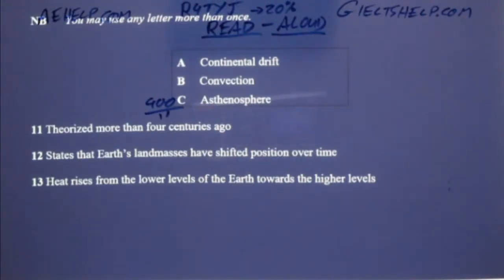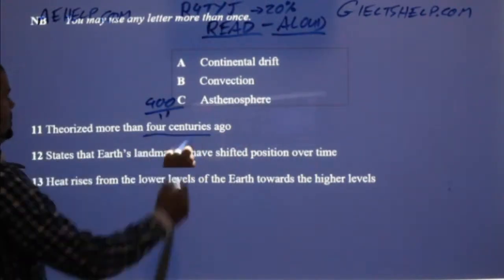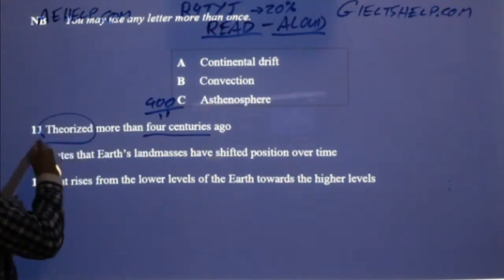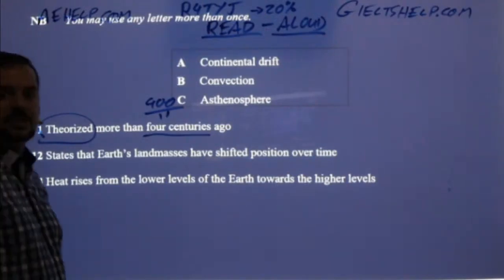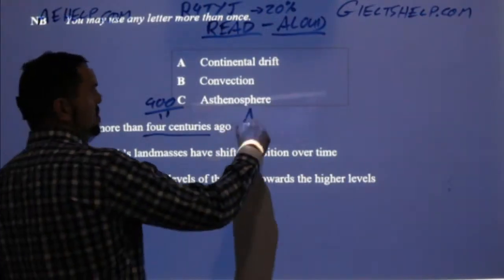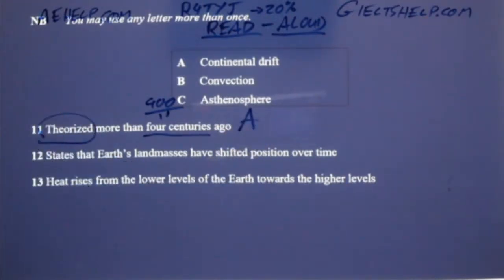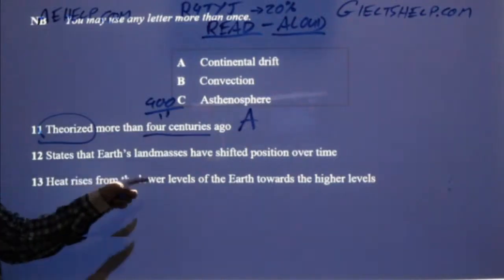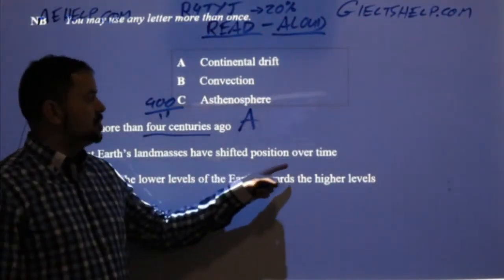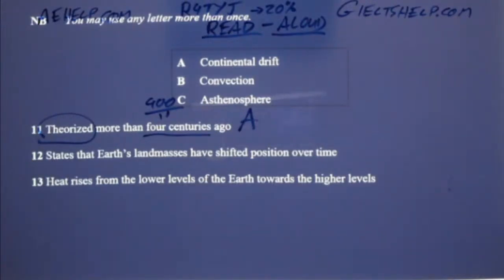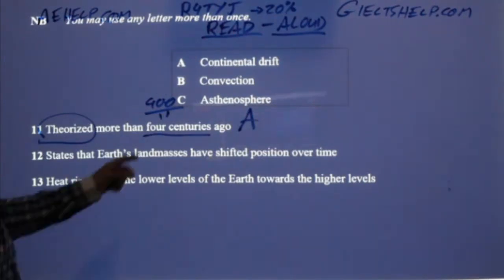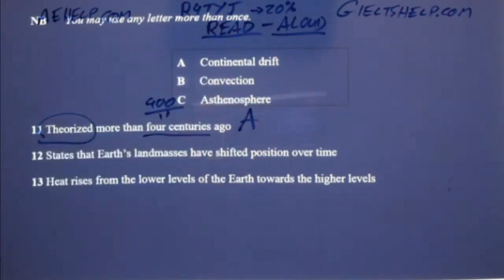Okay. Pay attention to the paraphrasing. So 400 years ago, this theory was invented. Very good, Ois. Very good, Abhishek. Great job, Rashika. Nice job for Dobbs. It's A. It's continental drift. Okay. States that the Earth's land masses have shifted position over time. So it says that they have shifted position over time. A, B, or C. Continental drift, convection, or asthenosphere.